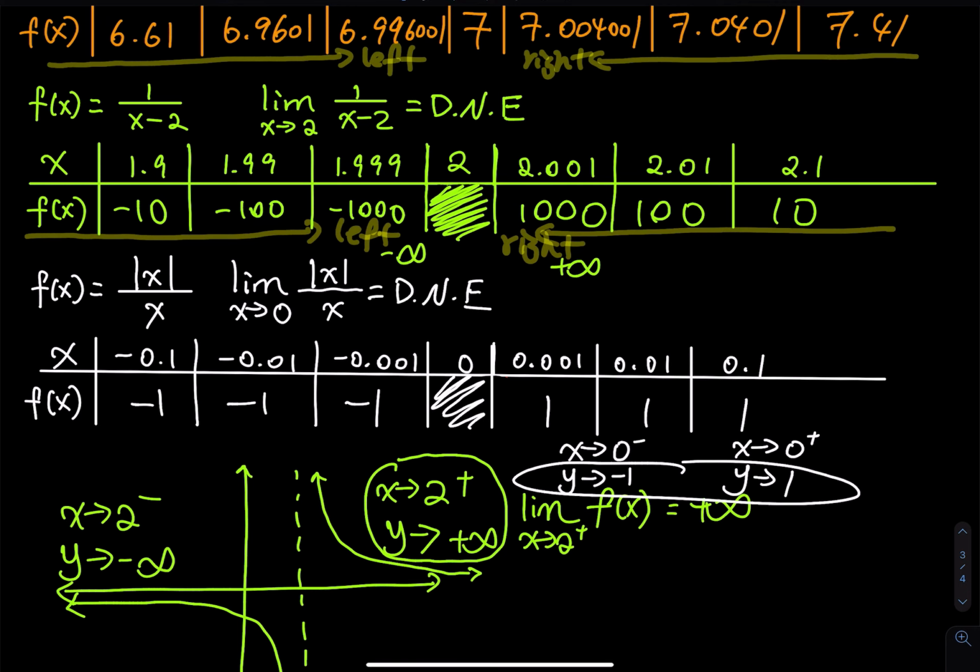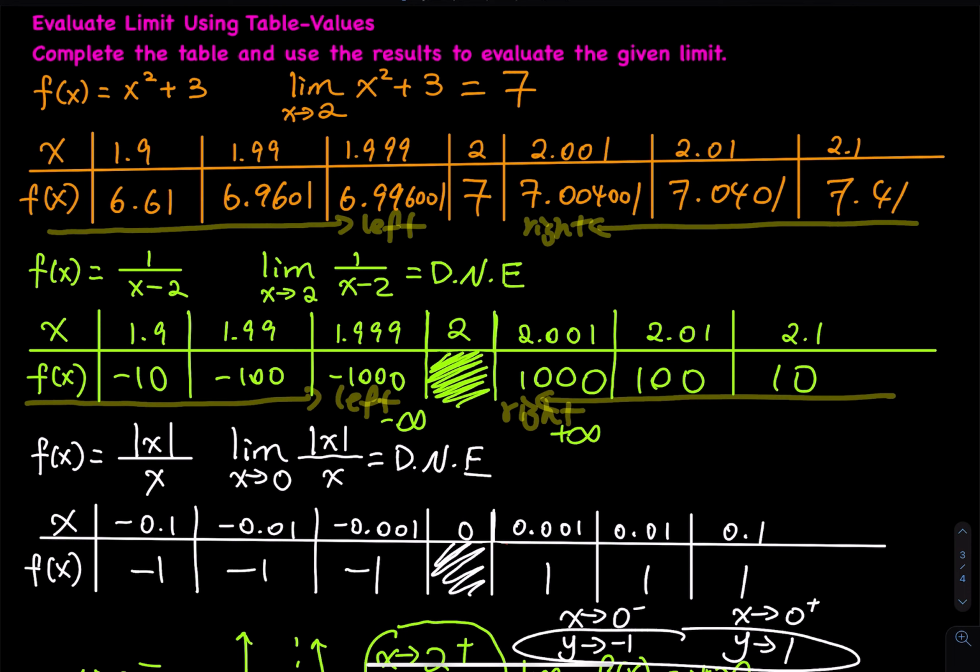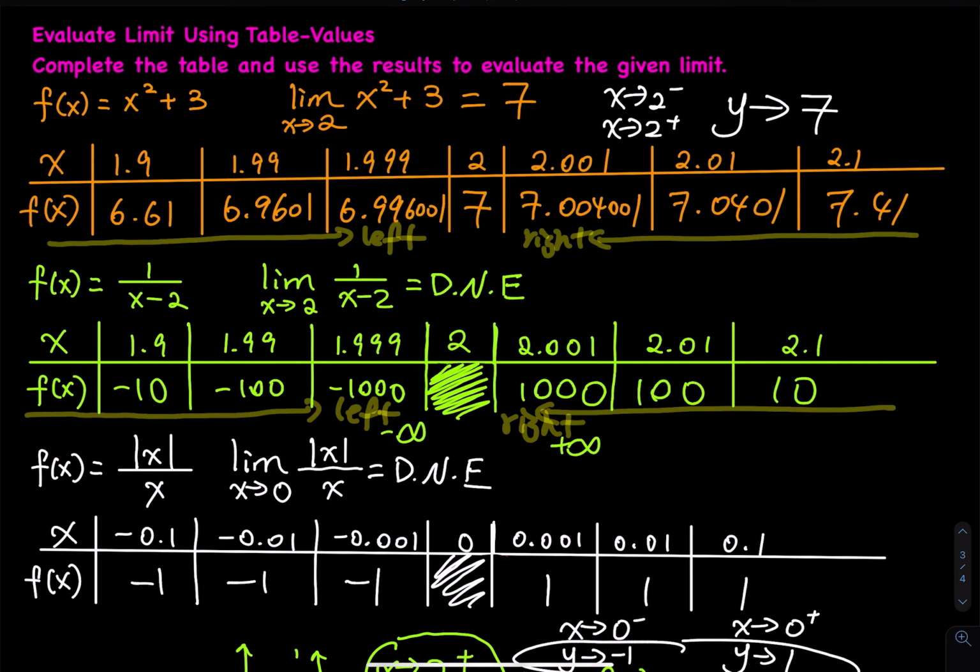How about the first one? The first one is as x approaches 2 from the left and from the right. The y values both approach 7. Since they are both equal to 7, the limit is equal to 7. So in other words, in order to have the limit defined, the left limit and the right limit must be the same. That is one thing that we learn from this problem.